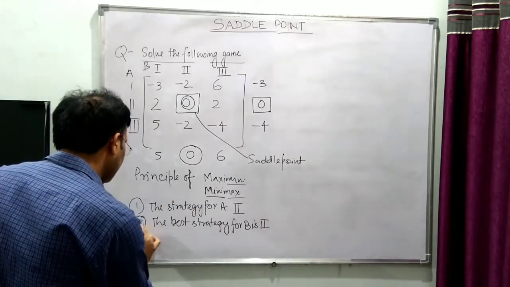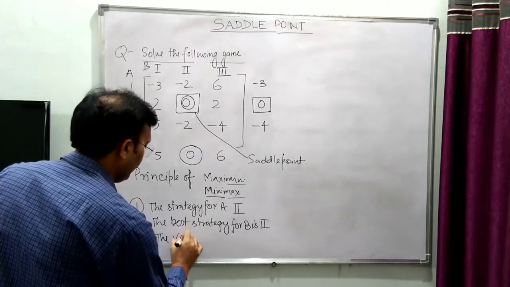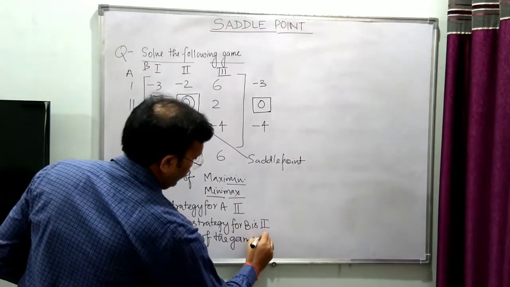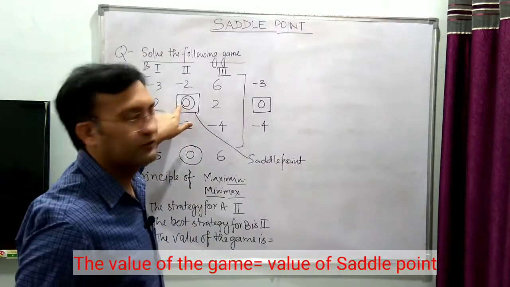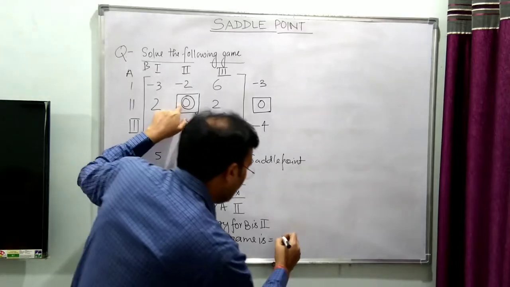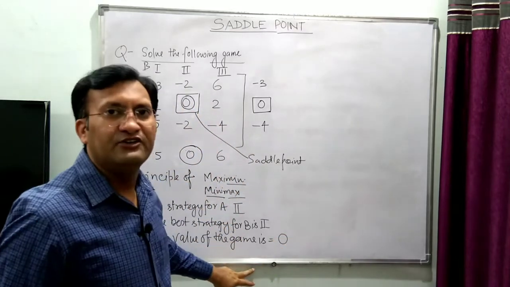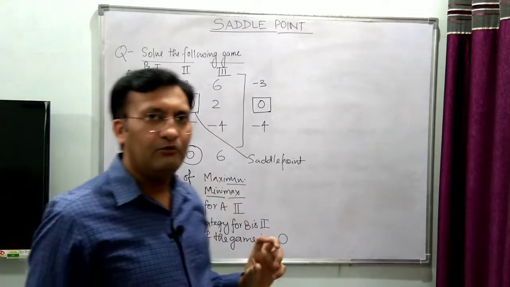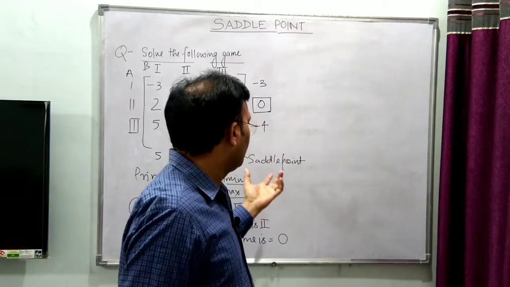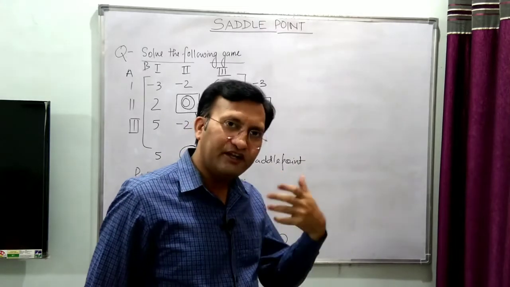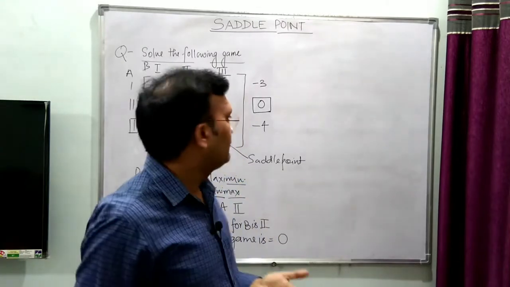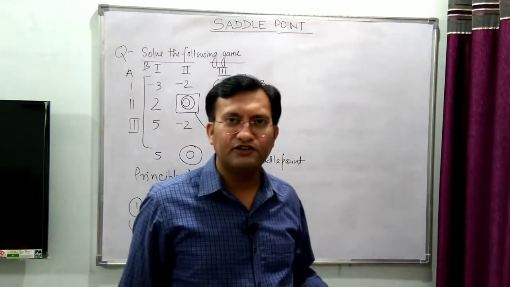And the third thing is the value of the game. The value of the game is 0, whatever value you have for saddle point, that will be your value of the game. So the value of the game will be 0, right? So this is all about calculation of saddle point, right? In game theory it is very easy. So whenever we have saddle point in the game, then we can say that we have pure strategy to adopt, right?